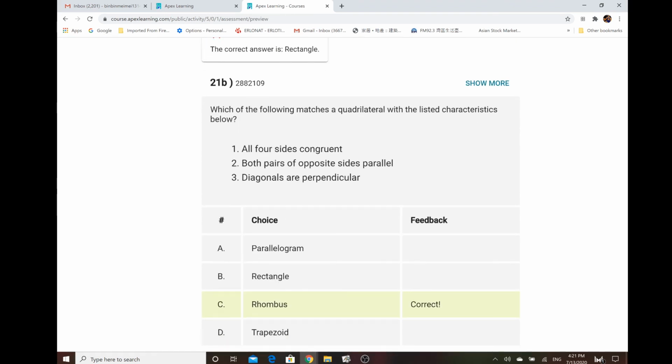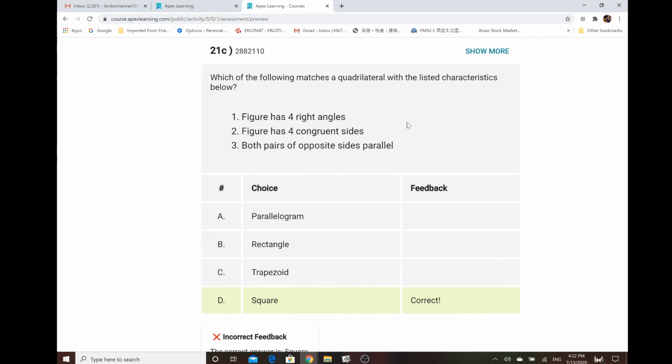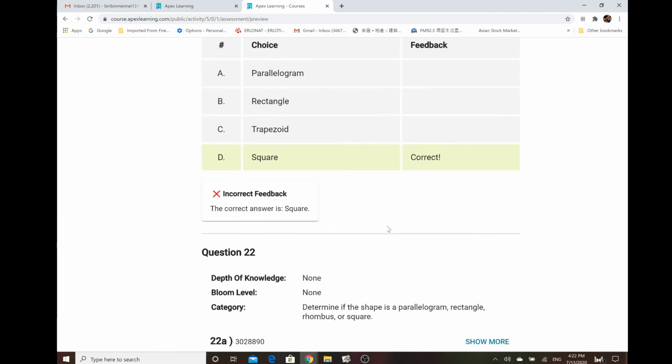So four sides are congruent, both pairs of opposite sides are parallel, diagonals are perpendicular. So that's the difference between the square, the rectangle and the rhombus, those three special parallelograms. For the rhombus, the diagonals are always perpendicular. And this one shows that all four sides are congruent, and both pairs of opposite sides are parallel. So it's a rhombus. This figure has four right angles, four congruent sides, both pairs of opposite sides are parallel. So it's a square.